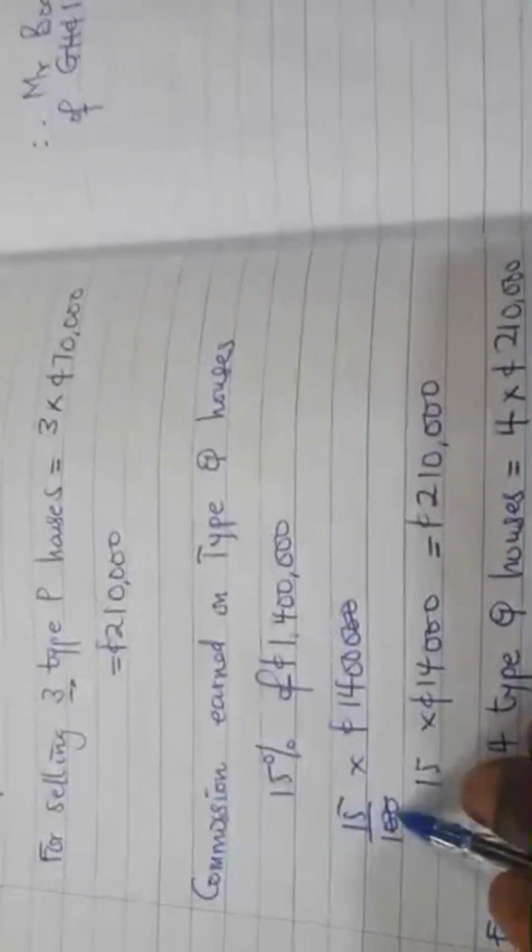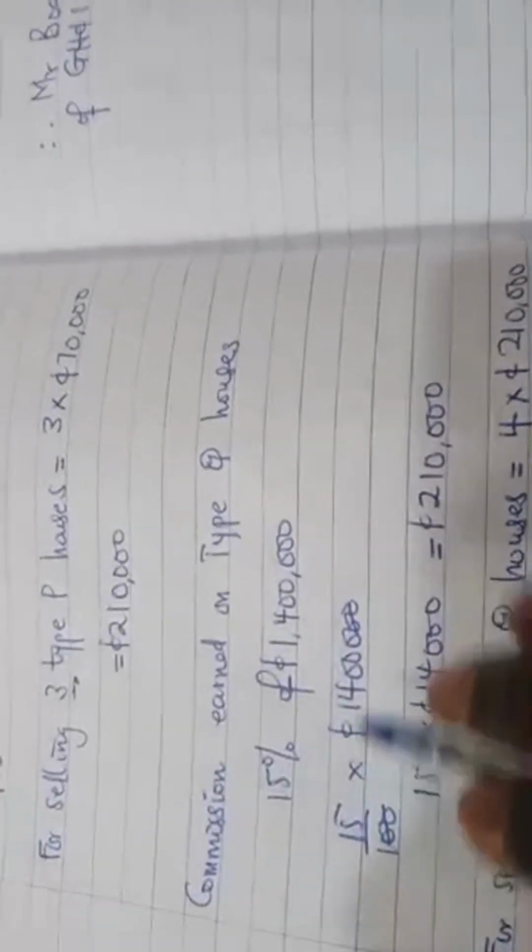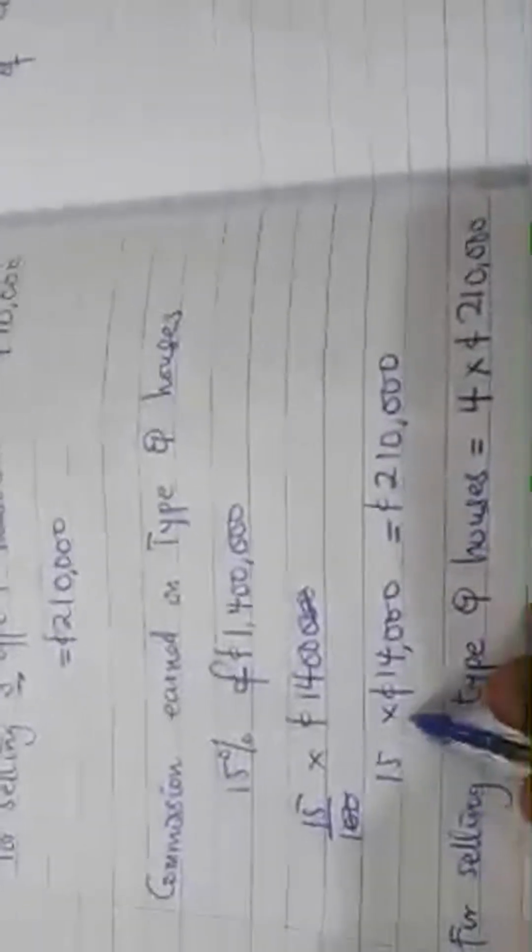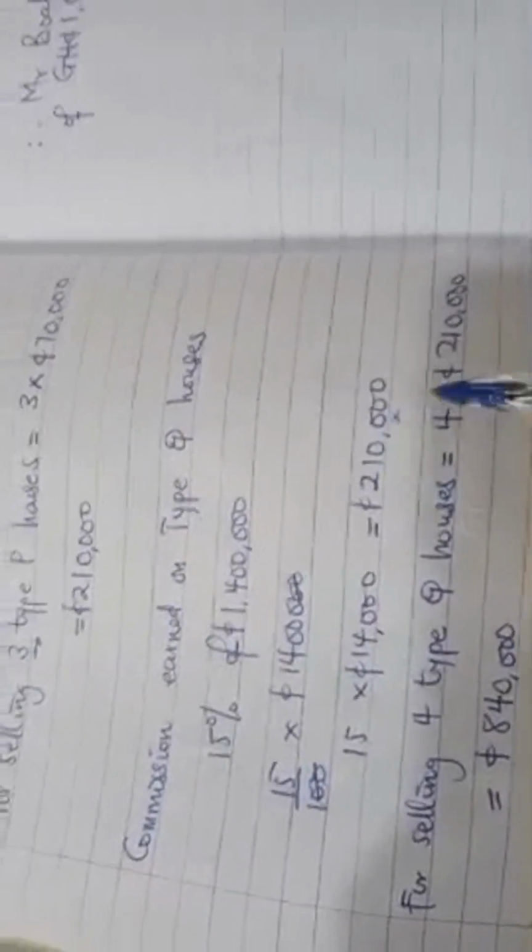So type Q houses is earning commission of 15% of the sales amount. Okay, so we just multiply, then we have 15 over 100 times 1,400,000, where 2 zeros cancel out 2 zeros. We now have 15 times 14,000, okay, because after canceling, this is what we are having. So 15 times 14,000. So we multiply, and this is what he is earning for selling one type Q house. So for selling one type Q house, Mr. Abuaji is earning 210,000 Ghana cedis.